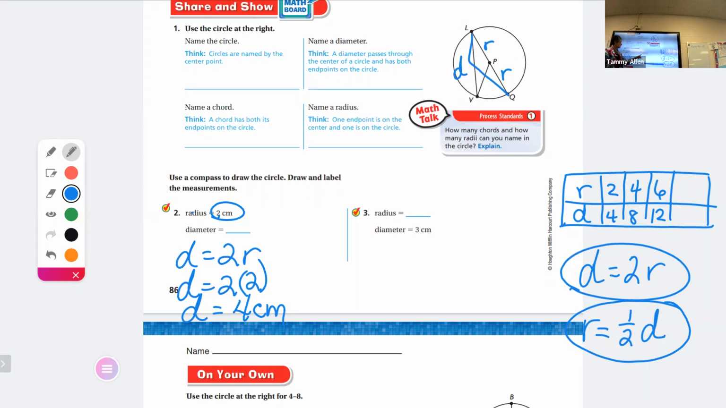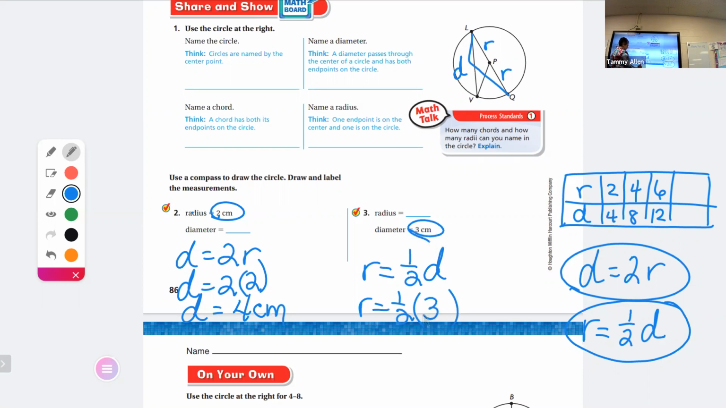Over here, we know the diameter, but we don't know the radius. So we're looking for the radius. The radius is half the diameter. Are you guys writing this stuff down? Or is that pencil dead? The radius equals 1/2. What's the diameter in this case?